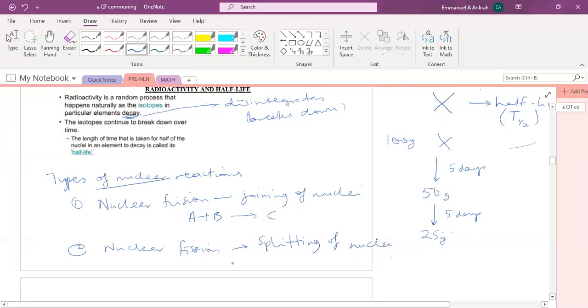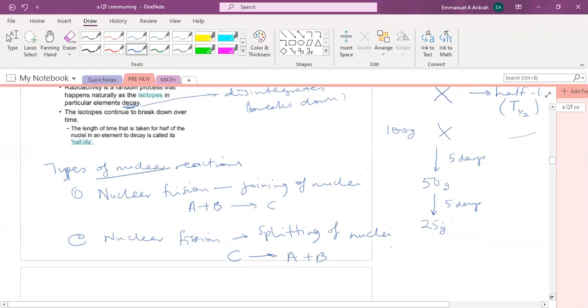That is nuclear fission. Okay, so let's say I have a big nucleus that breaks down into smaller components or smaller elements, that is nuclear fission. So fission is splitting, and fusion is joining. Those are the things that you look out for in the nuclear reactions that are given to you. They give the formula. Are you joining pieces or are you splitting up a big one to produce smaller ones?